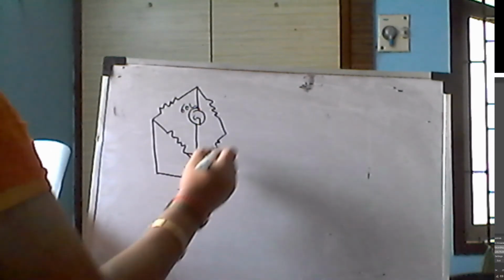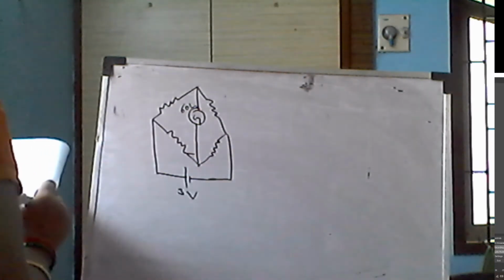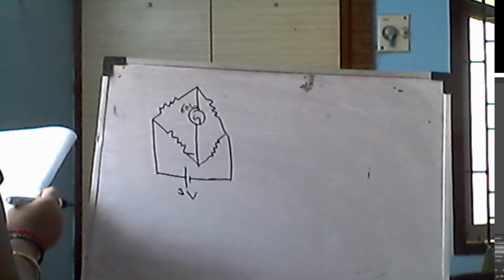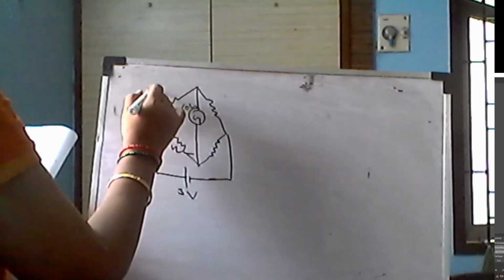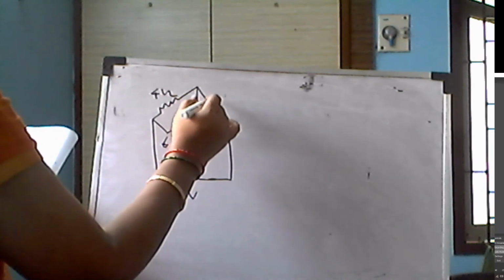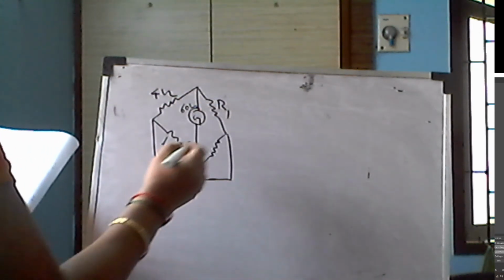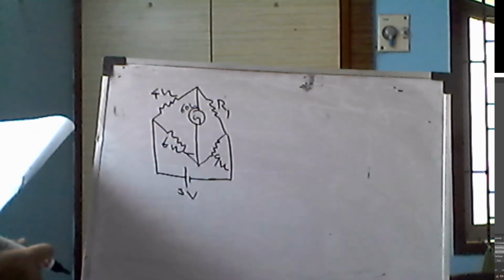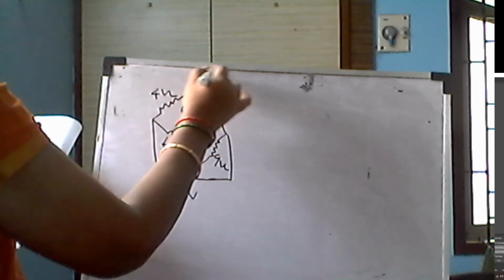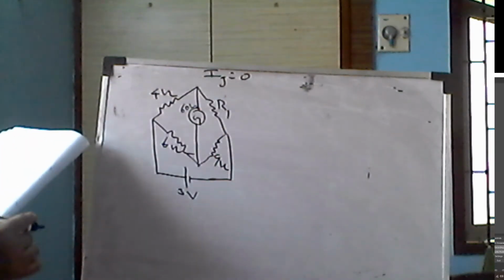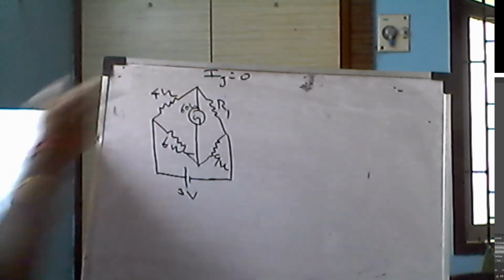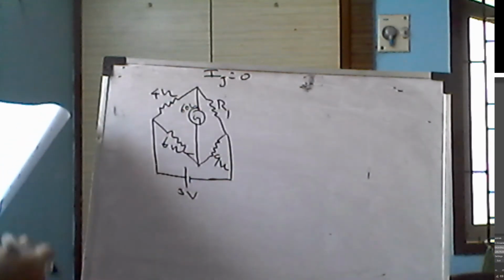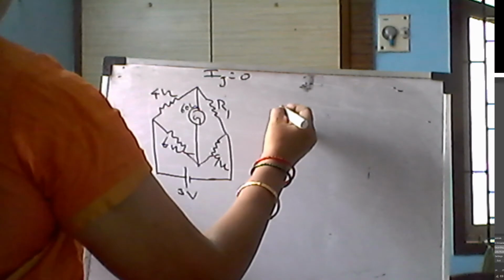3 volt, it is connected like that. So this is 6 ohm, this is 4 ohm, this is R1 and this is 9 ohm. First case, you don't know, and you can take both the cases. Ig is showing 0 current. So what you have to do, you have to compare the resistances and find out R1. And in the second case, you see the circuit diagram.